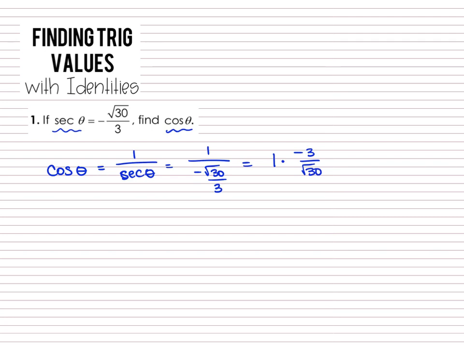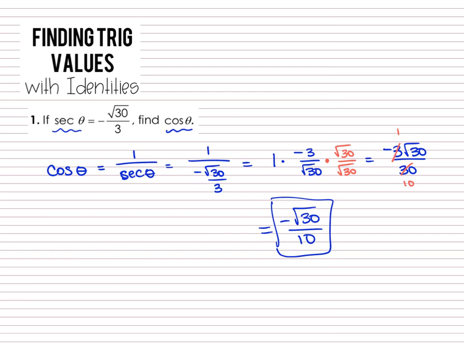Now we need to rationalize this. We can't have a radical in the denominator, so we're going to rationalize by multiplying by root 30 over root 30 to give us negative 3 square root of 30 over 30. Now we can simplify this a little bit. 3 goes into 3 once, 3 goes into 30, that stays as a 10. So our final answer for this problem is negative square root of 30 over 10.